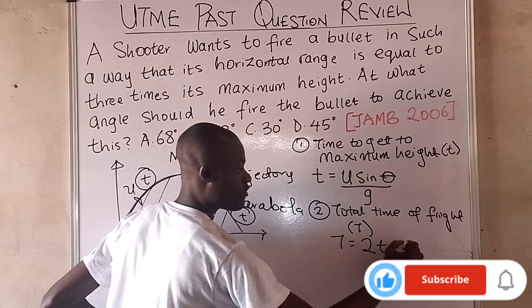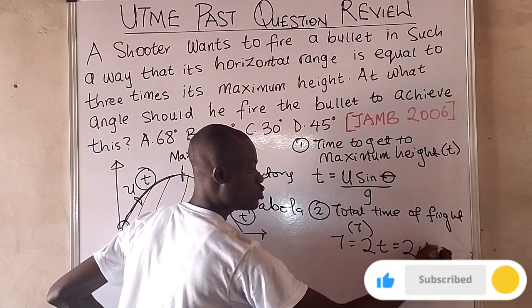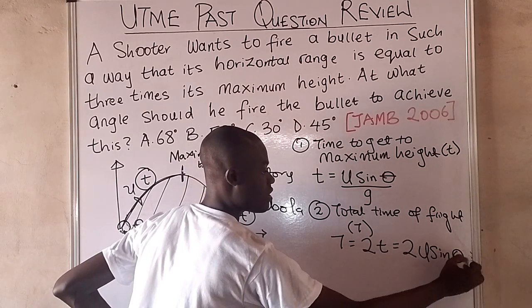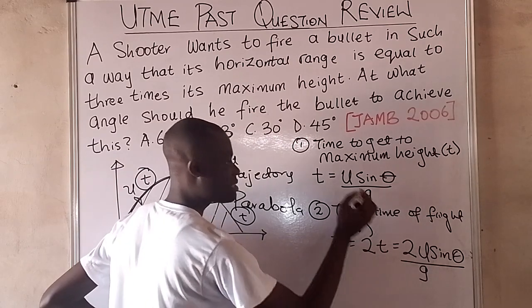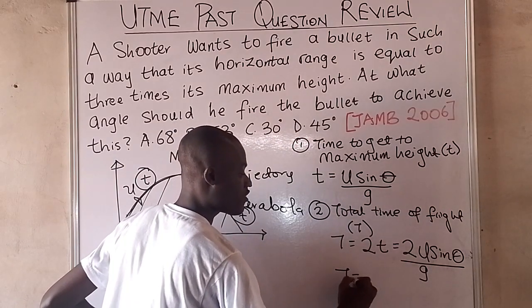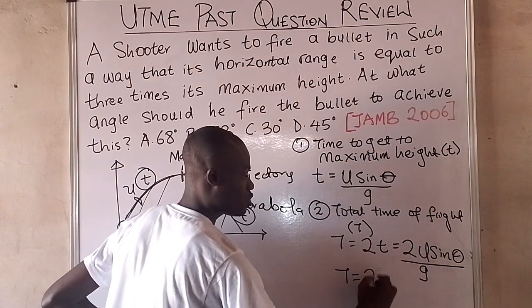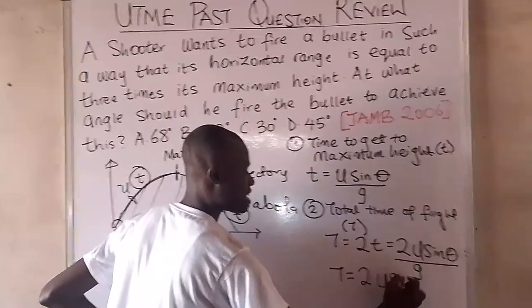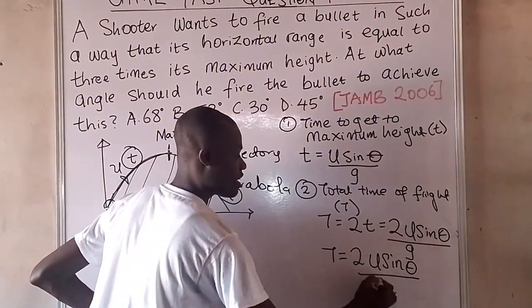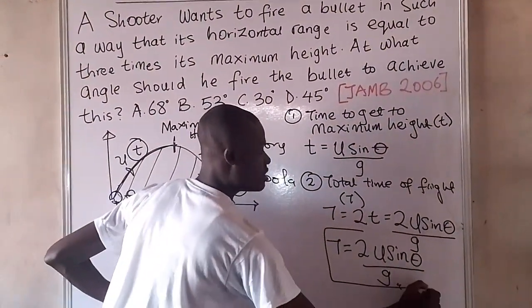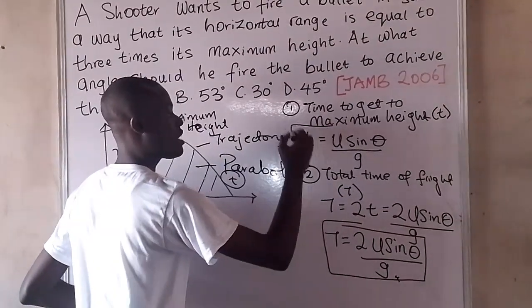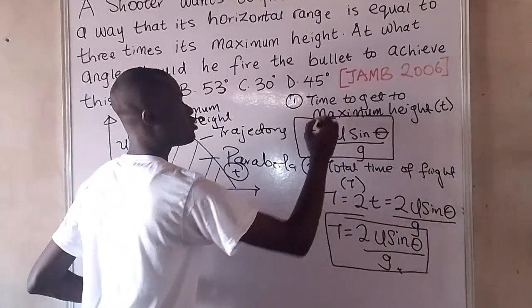Mind you, what is the formula for t? u sine theta over g. So the formula for calculating the total time of flight is equal to 2u sine theta over g. So we have the total time of flight, then we have the time to get to maximum height.